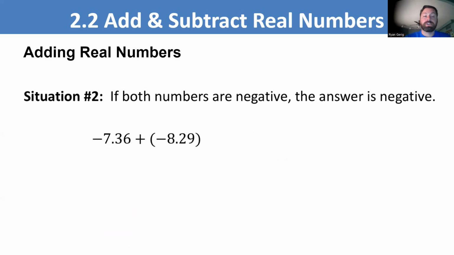All right, situation number 2. If both numbers are negative, the answer is negative. So think of owing money. I owe $7.36, and then I add in another piece that I owe, $8.29. So how much do I now owe? Well, I add those 2 numbers together and it stays negative. So I now owe $15.65.